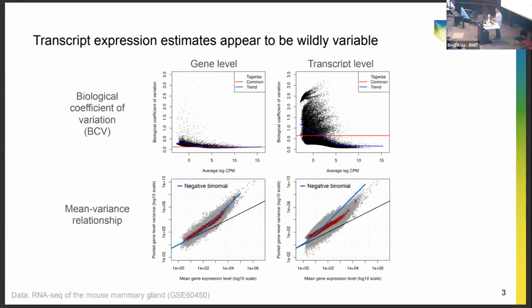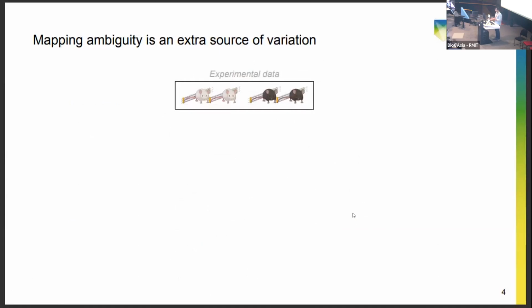We can also look at the mean variance relationship, both at the gene level and transcript level, and the well-established variance function that people assume for gene level analysis, which is the negative binomial. We can see that that variance function doesn't fit well anymore at the transcript level data. So we really need to think about these sorts of variation and try to account for that properly in our statistical framework. So let's go back to our experimental design and try to assess where mapping ambiguity and these uncertainties are arising and how we can account for that in our framework.